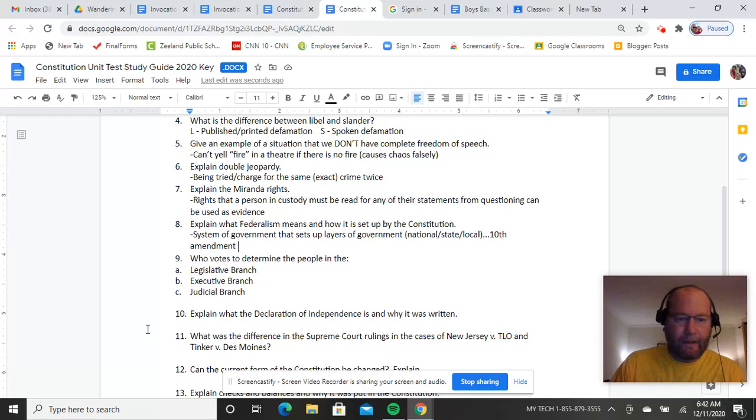It's set up right by the Constitution. All right, number 9, who votes to determine the people in the legislative branch, our senators and our representatives? Who votes for those people? Well, I do. The people do.